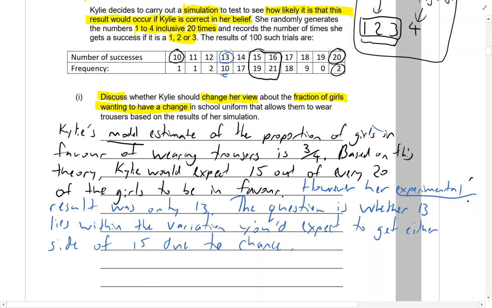But what we're really interested in is how extreme or how bad is 13. So therefore, do we just want to look at 13 or do we want to look at 13 and lower? The answer is we want to look at results of 13 and lower, because we wanted to see how extreme that is. So how many times out of the 100 simulations did a result of 13 or lower occur? So adding them up, we've got 10 plus 2 plus 1 plus 1. So that's 14 times, isn't it? So 14% of the time that happened.